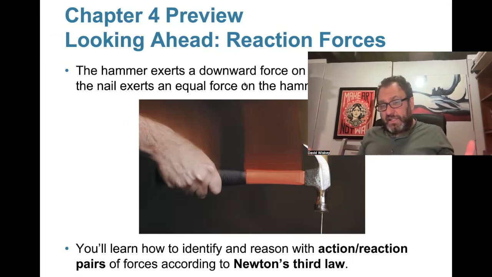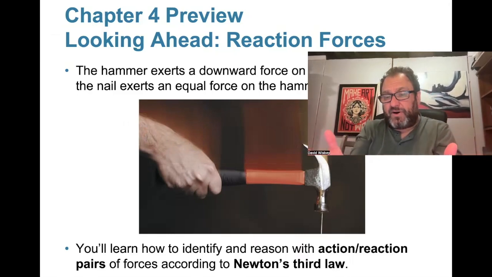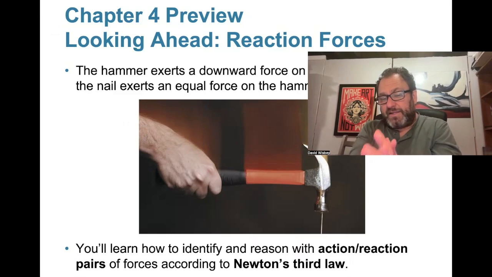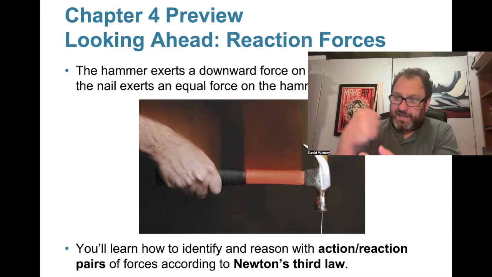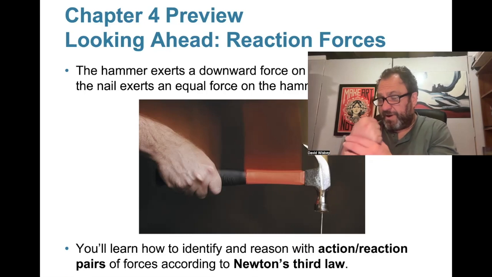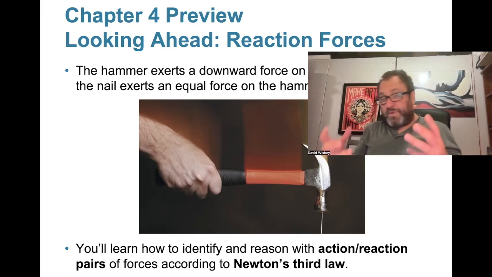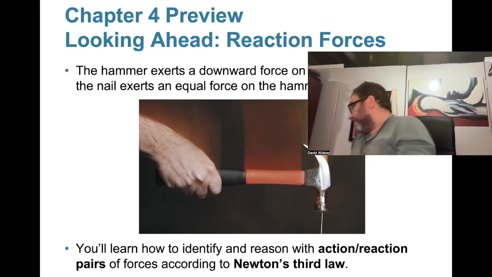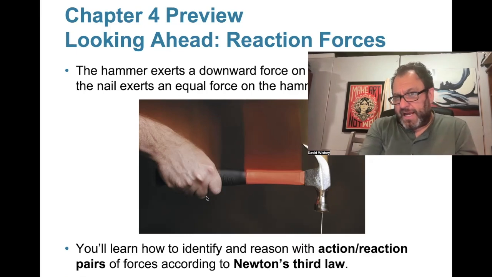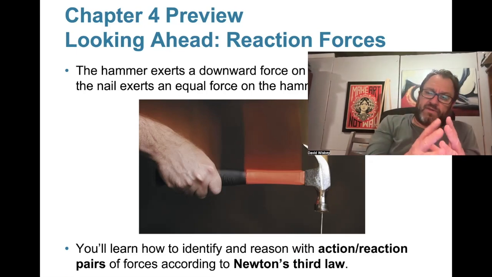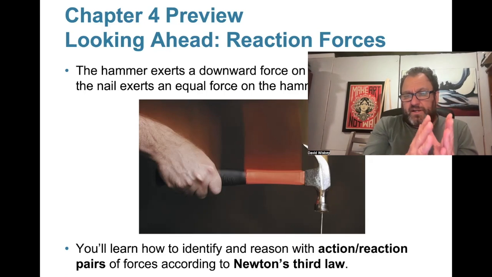All right. Just like when IShowSpeed hits Logan Paul, the nail applies an equal amount of force to the hammer. That's why we don't hit nails with our fists, obviously, because the nail would push back on your fist, probably break your bones. But when we have a big hammer, then it's not going to hurt your hand. So that's action-reaction pairs in the book. Basically when one object exerts a force on another object, that object exerts a force back.